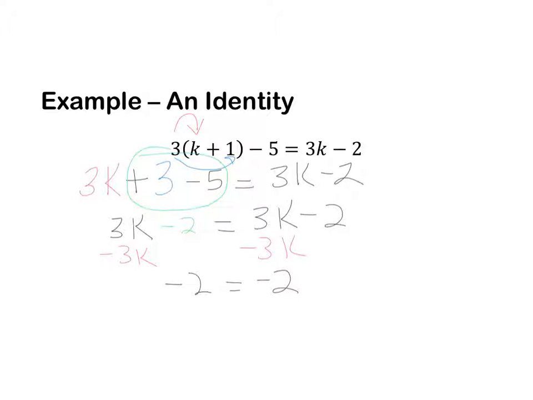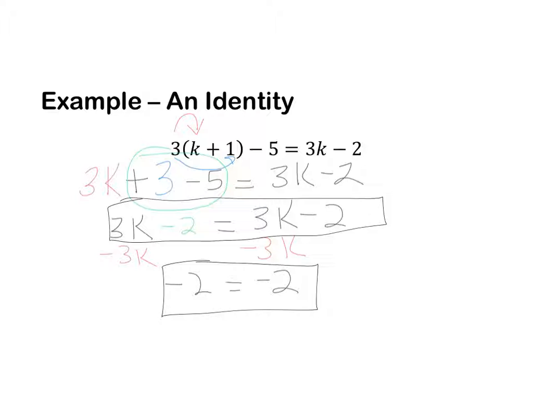Alright, while you were solving this problem, you may have noticed something back at this step right here. You have 3k minus 2 on one side of the equal sign, and 3k minus 2 on the other side of the equal sign. Your variables cancel out when you try to get them on one side, and you end up with -2 equals -2. Whenever you have exactly the same expression on each side of the equal sign, you get what is called an identity.